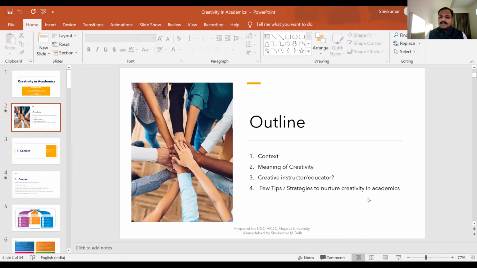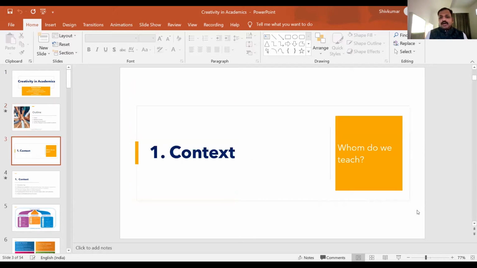What we all mean is somebody who is in academics, who takes class, who conducts research, who involves in institution development, who also helps students in developing their personality. Then I have also planned to give you a few tips and strategies to nurture this creativity in academics. So let me begin with the first thing, context.